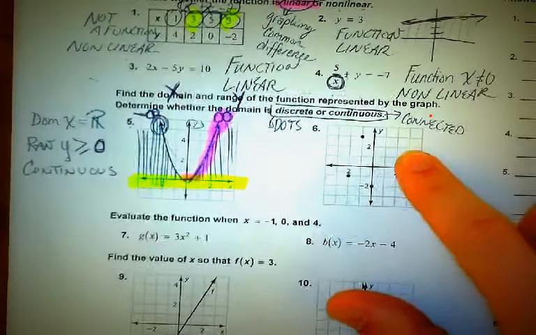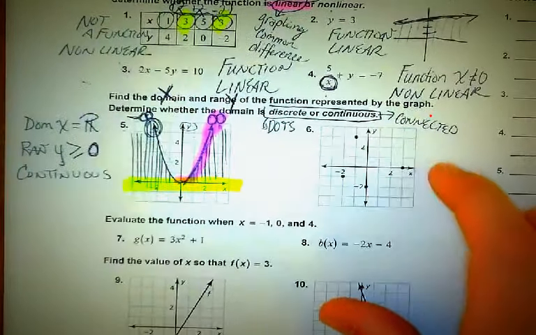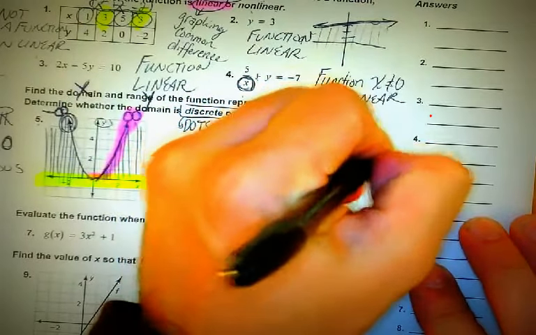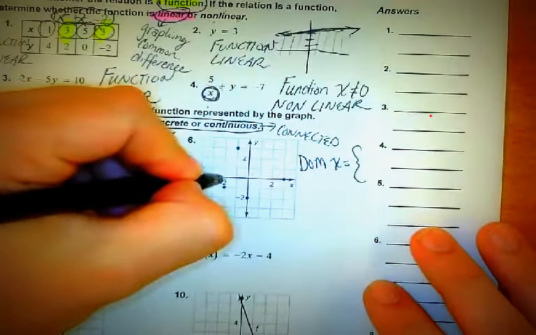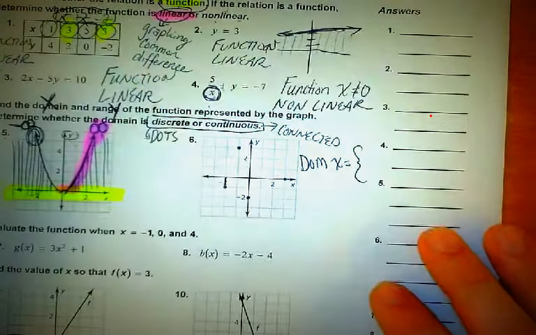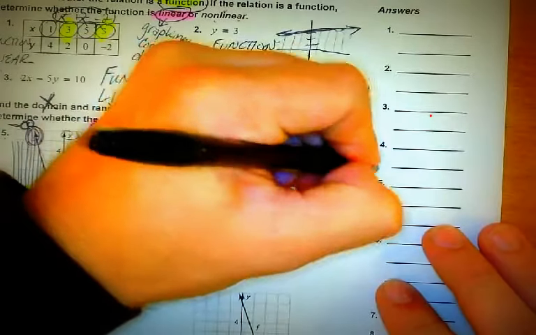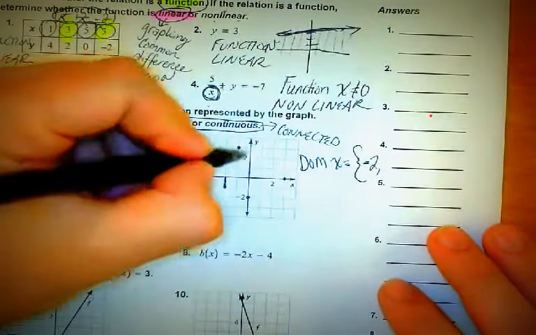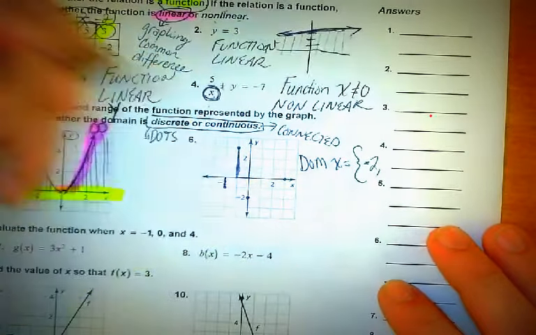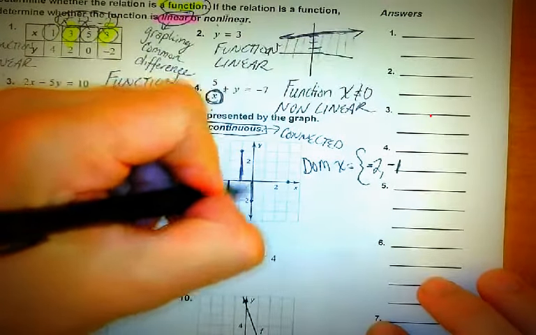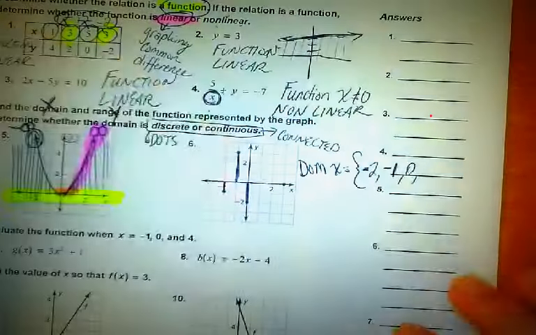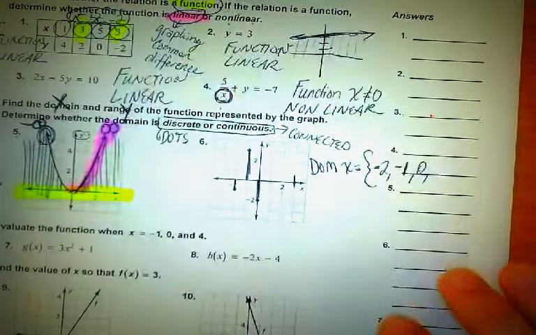Let's talk through number 6, which is these dots, this scatter plot here. Again, your domain is your x's. So I have an x value here of -2. I have an x value here of -1. I have an x value here of 0. And an x value here of 3.